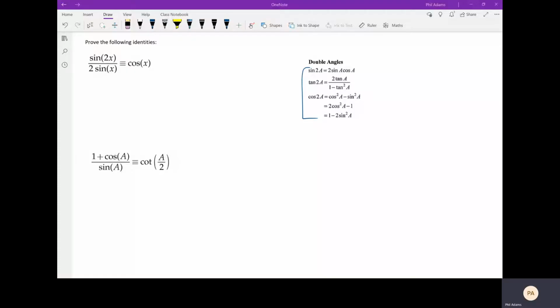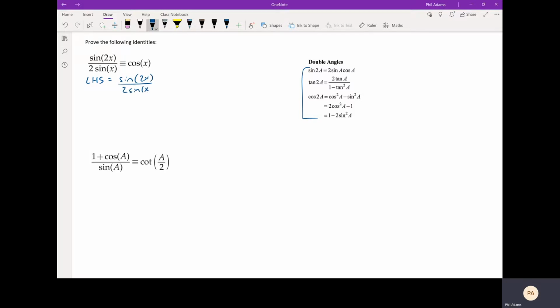Okay, so in this video we're just going to do a couple of identities that use the double angle rules. You can see the double angle rules there on the right hand side. I'll start with a simpler one: sine of 2x over 2 sine x should always be equal to cosine of x. I'm just going to pick the left hand side as my starting point because that looks more complex.